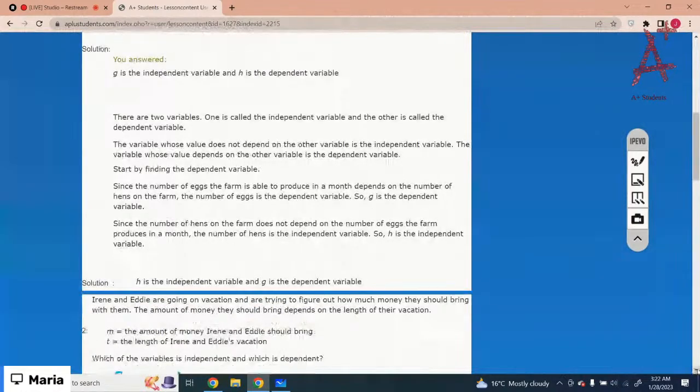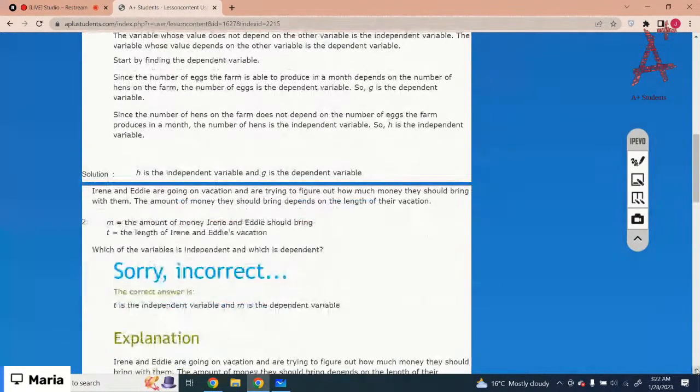Okay, let's learn the definitions of the dependent and independent variable. There are two variables. One is called the independent variable and the other is called the dependent variable. The variable whose value does not depend on the other variable is the independent variable, and the variable whose value depends on the other variable is the dependent variable. Okay, let's start with the new example.